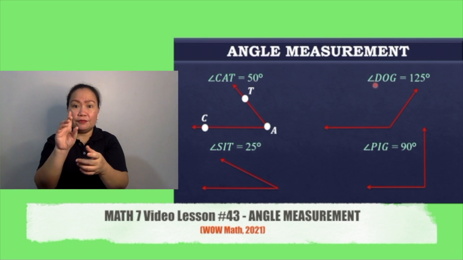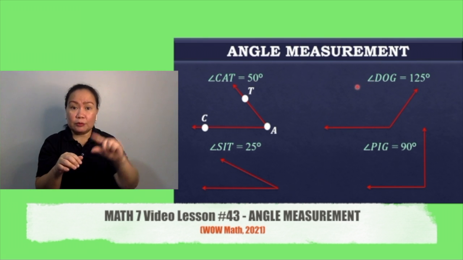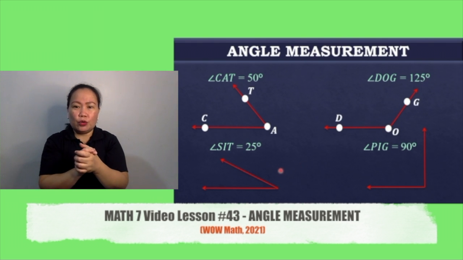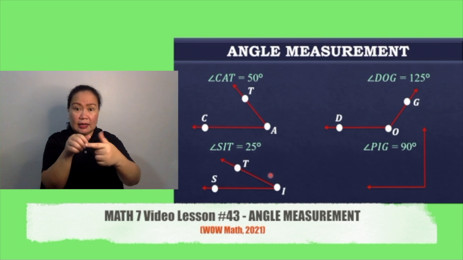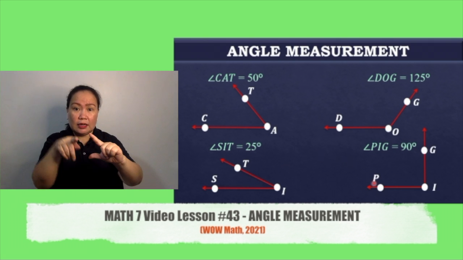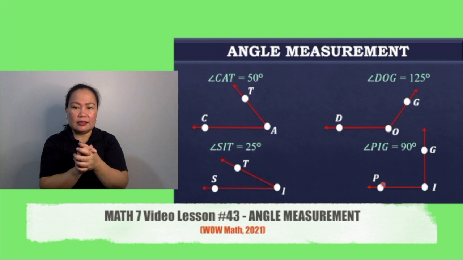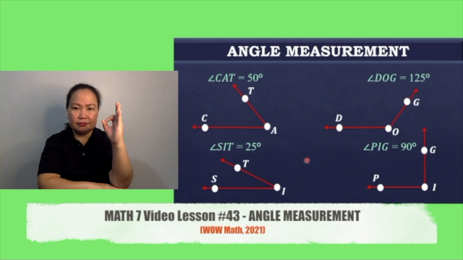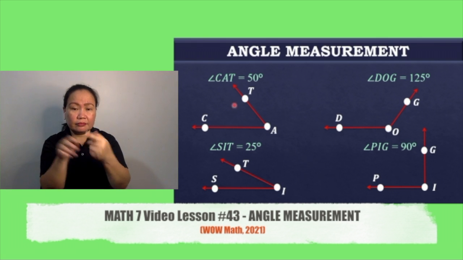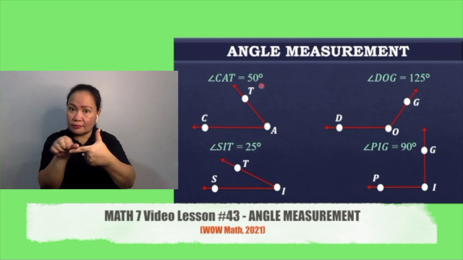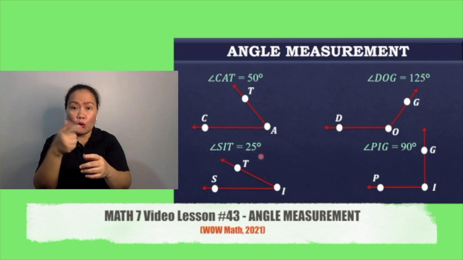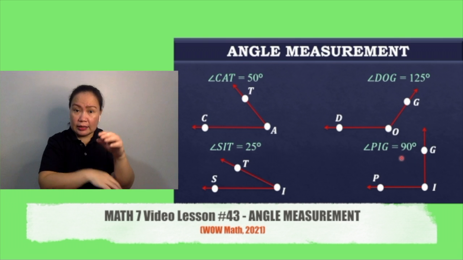And then ito, do not forget to write the label angle DOG. Okay, and then this angle measures 125 degrees. And then this one, angle SIT, and this angle measures 25 degrees. And the last one, this measures 90 degrees. So, angle PIG. Now, if we will be identifying the kinds of angle from the given measures, okay, so this is what kind of angle? This is acute angle kasi 50 degrees. This is obtuse angle. This is acute angle and right angle.